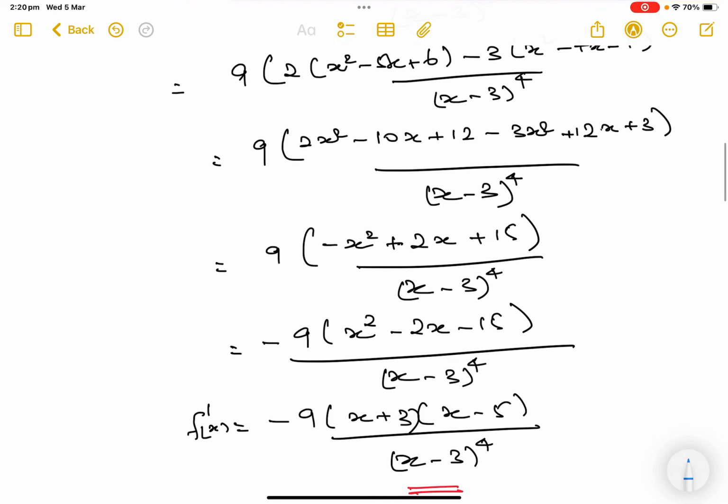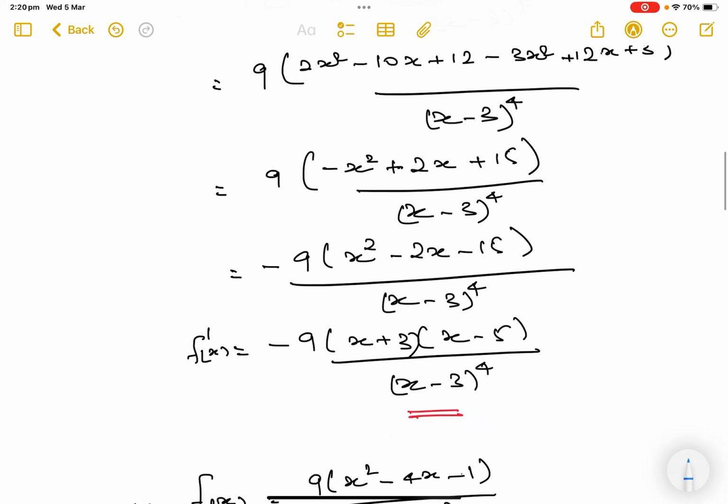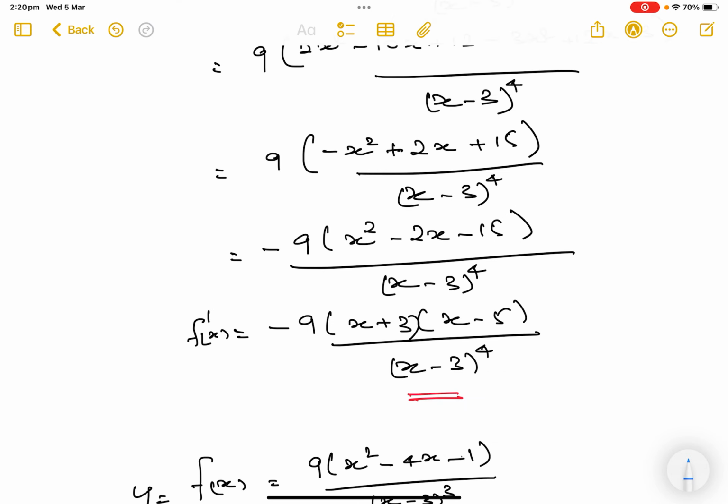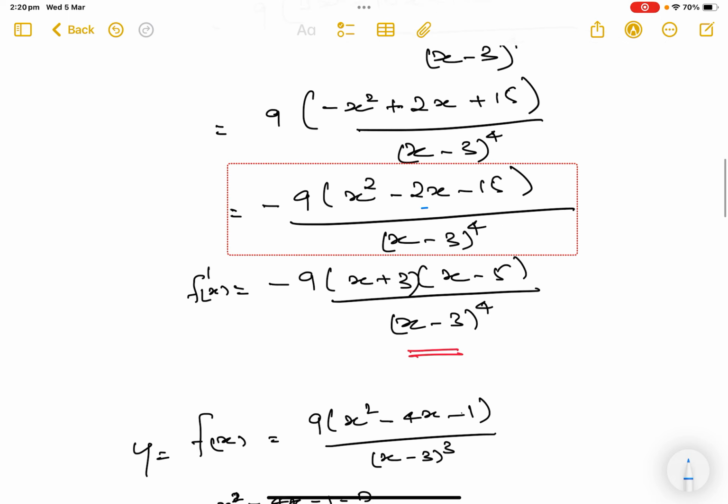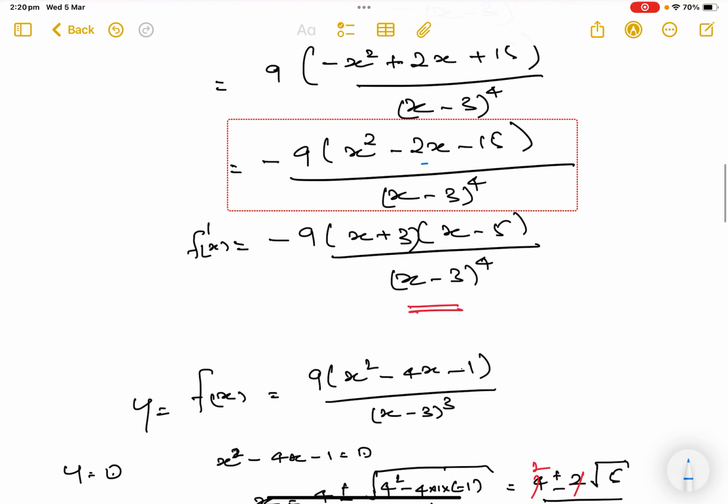So 9 times: 2x squared minus 3x squared is minus x squared, minus 10x plus 12x is plus 2x, 12 plus 3 is 15. If I take minus out, minus 9 times (x squared minus 2x minus 15) divided by (x minus 3) to the power of 4.